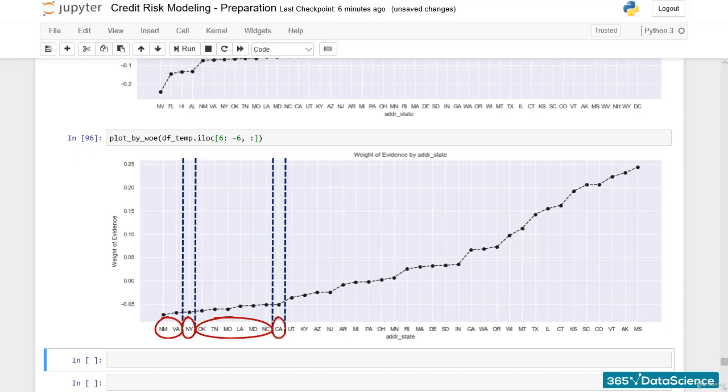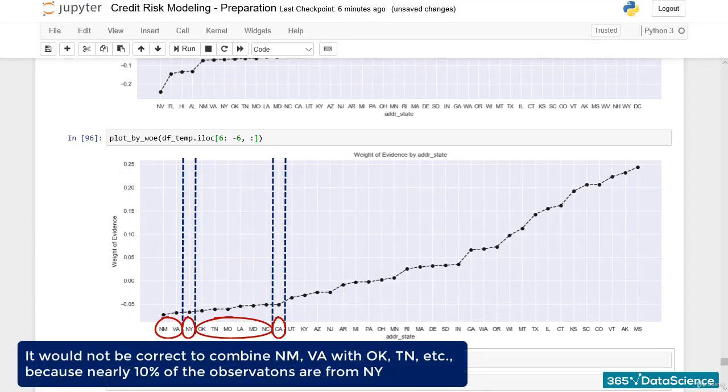And then there's California. What is important to realize in this methodology is that it would not be correct to combine New Mexico, Virginia, Oklahoma, and North Carolina together because they are separated by New York on the graph. The reason is not the graph itself, but the fact that nearly 10% of our observations are from New York, thus kind of breaking the link between Virginia and Oklahoma.